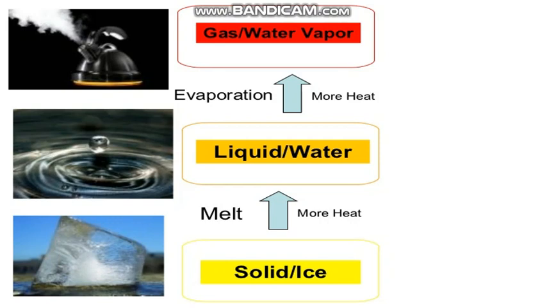Okay students, let's start our new lesson, which is about how matter can change its states. It means matter can change its state. Matter is classified into how many forms? Three forms. Number one is solid, second one is liquid, and the third one is gas.